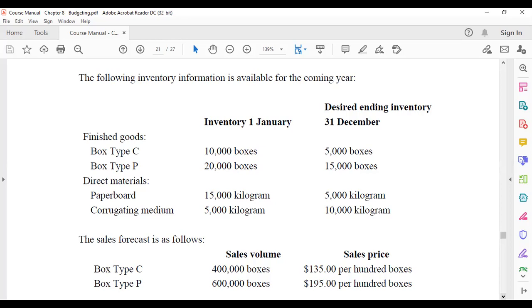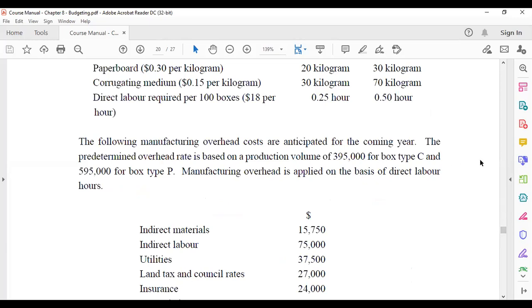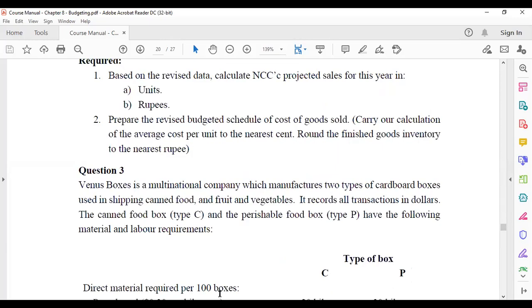The sales forecast is as follows. So you are provided with the sales forecast. The number of units that is expected to be sold in the next year is provided. The box type C, 400,000 boxes, 135 pounds per 100 boxes. So that is important. So usually this is sold in, even we have seen that in 100 boxes.